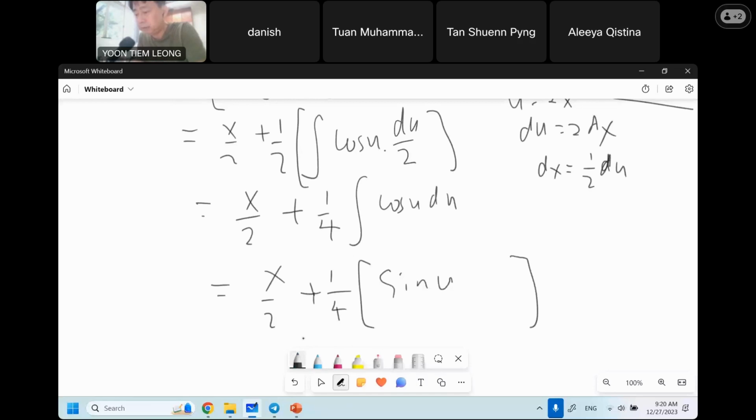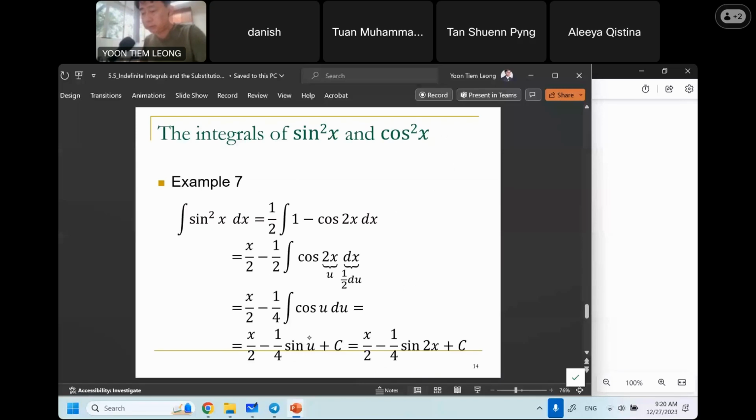Then I'll write down the rest. It will be complete. Then it will be half of x minus 1/4 sine of u, and u is just my 2x. And you have a constant at the back. So this is the solution that I obtained. The solution to the integral of sine square is half of x minus 1/4 of sine 2x, which is the answer I am writing down here.